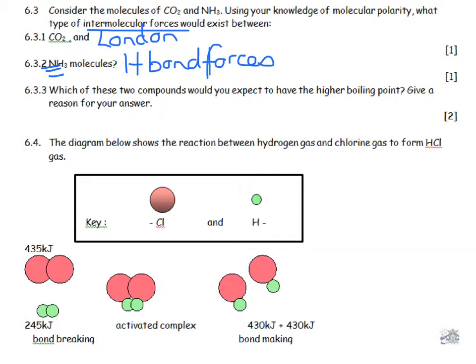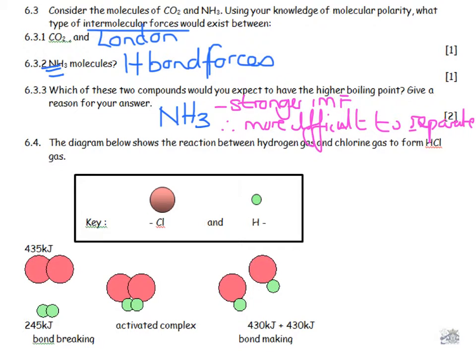Which of these two compounds would you expect to have the highest boiling point? Give a reason for your answer. Well, obviously the one that has the stronger intermolecular force, so that is going to be ammonia. It has stronger intermolecular forces and therefore is more difficult to separate.